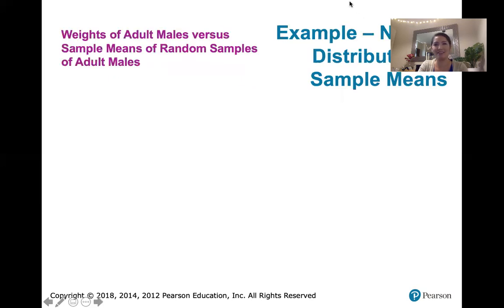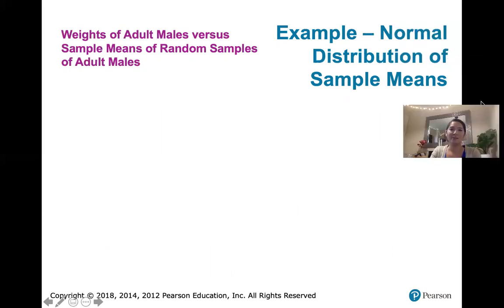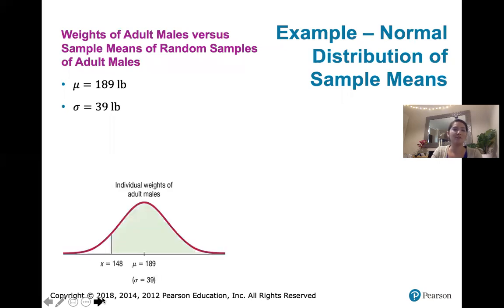So let me give you a concrete example. This example deals with the weights of adult males versus sample means of random samples of adult males. This is just giving you an example of a normal distribution of sample means. So let's say that the mean weight of adult males is 189 pounds, and the standard deviation for adult males is 39 pounds, and we're told that the weights of adult males are normally distributed. When we put those two pieces together, we might have a graph that looks like this.